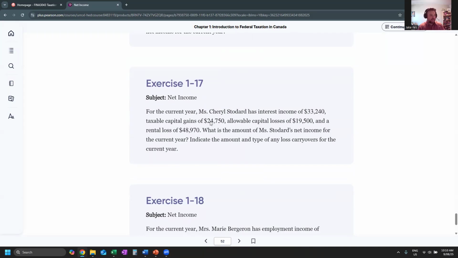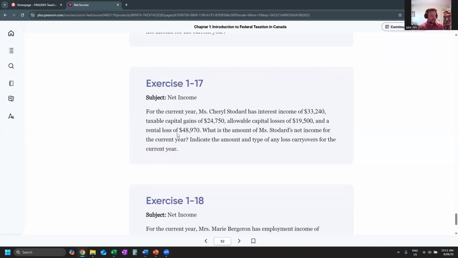Taxable capital gains of $24,750, allowable capital losses of $19,500. They've given it to us as taxable and allowable, so we don't need to do a half amount. If they didn't have taxable, if they just said capital gains of 24,000, we would have to half this amount. We'd have to apply 50%. But they're giving it to us as taxable, so we can just use the number as it appears. And a rental loss of 48,970.